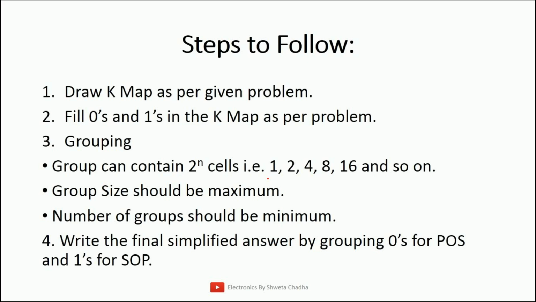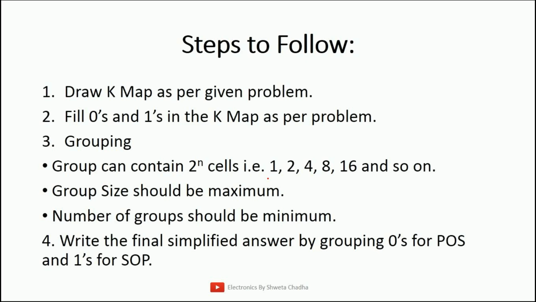A very important point while discussing grouping is that a group can only contain 2 raised to power n cells. That is 2 raised to power 0, 2 raised to power 1, that is 2, 2 raised to power 2, that is 4, 2 raised to power 3, that is 8, and so on. That means we can only have a group size of 2 raised to power n cells.